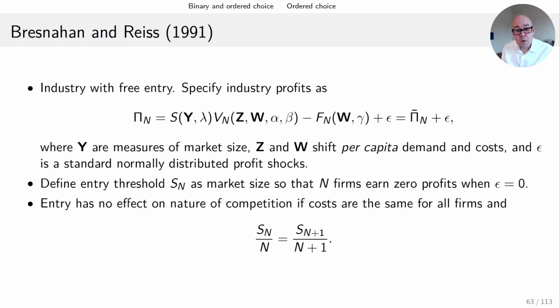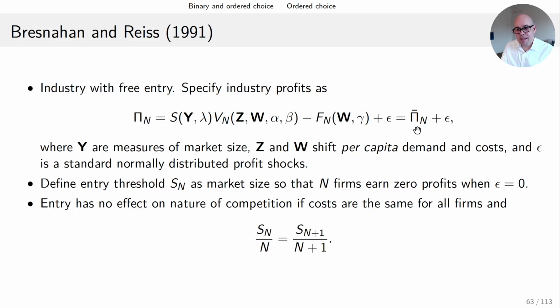So S2 would be the number of inhabitants I need when epsilon is equal to 0, so that 2 firms make exactly 0 profits. And then I have S3, S4, S5, and of course what I will have is that in order to have 3 firms make 0 profits, because of fixed cost, I will need more inhabitants in such a market. So S3 is going to be bigger than S2 and so on. And all this business here, net of the error term epsilon, will be denoted by pi bar n.